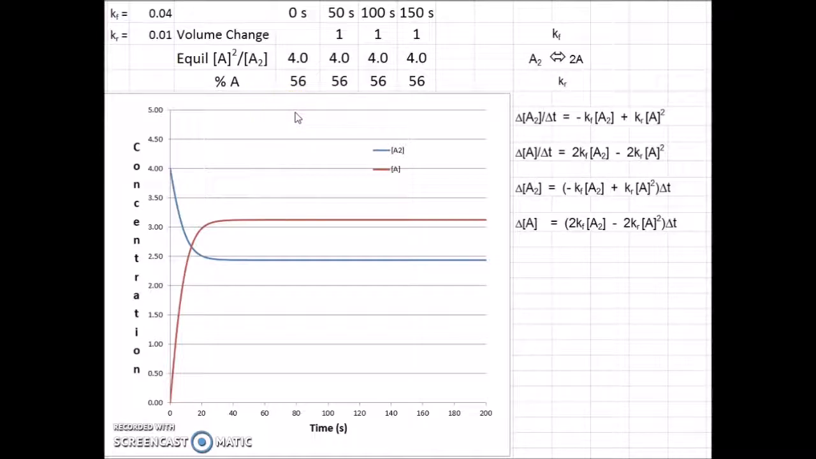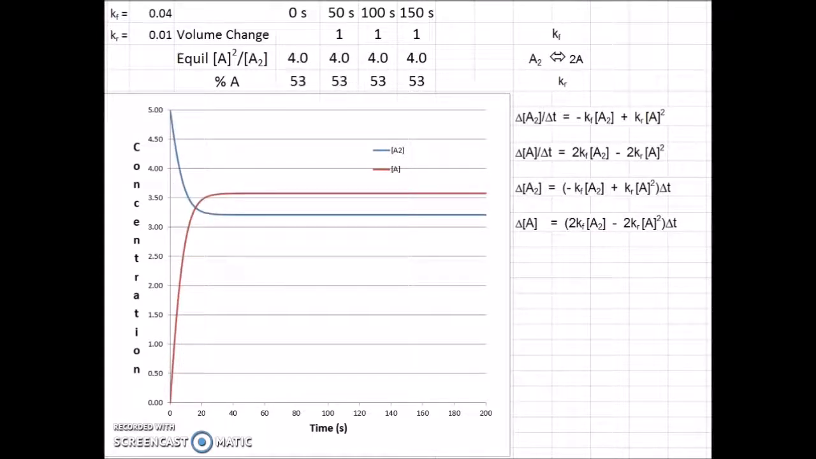I just want to show you that if you change, I'm going to go over here and change the concentration of A2 from 4 to 2. Let me change it from 4 to 5. And remember, it was 56% A. By making the pressure higher, the percent A decreases, all right? Okay, it decreases. Okay, I'm going to go back to 4.